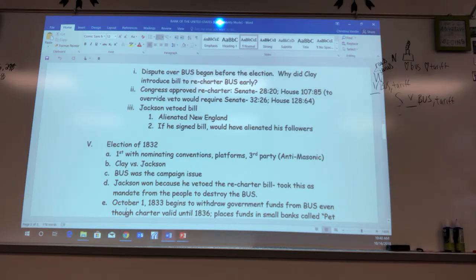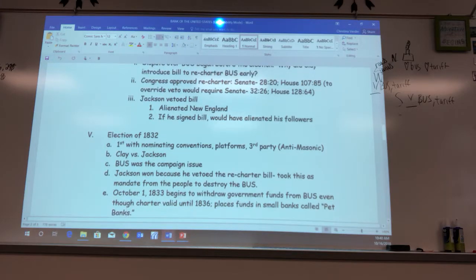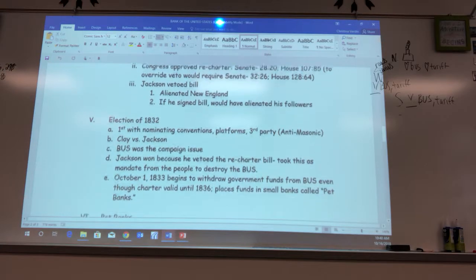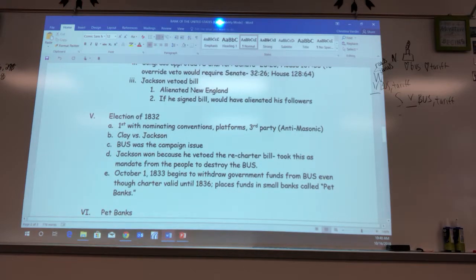So let's look at a couple of things about this election. We know it comes up. We know he's going to pass it. It only alienates New England. Who in New England, the rich or the poor? Okay, because most of the rich like it. He signs the bill, it would alienate his followers, and would he win? Would he win the election if he alienated his followers? No. No. So what we're going to see is I got to look at question 24.